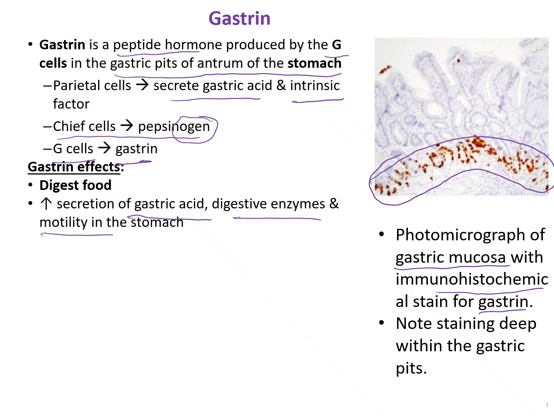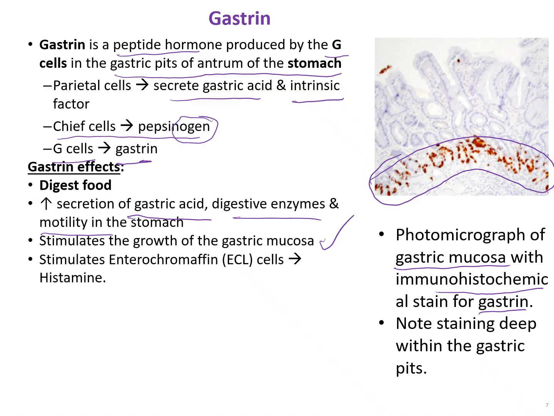So it helps to mix the food, disintegrate the food, and acidify the food, and also enhances motility, propels into the duodenum, and also stimulates the growth of gastric mucosa and stimulates the enterochromaffin cells. So these cells stimulate the gastrin, which stimulates the ECL cells, so that releases histamine, and histamine stimulates the hydrochloric acid, HCl, right?